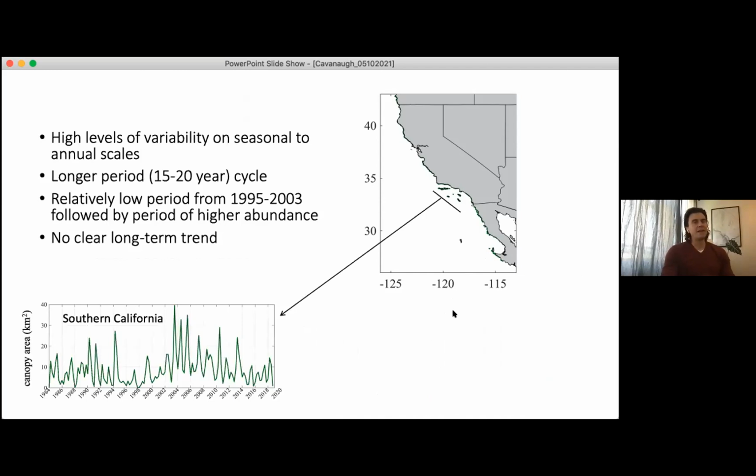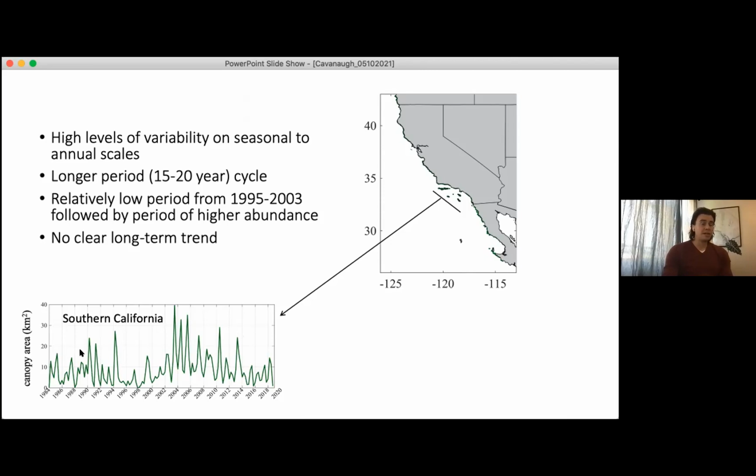Southern California, a lot of variability on a variety of time scales. There's seasonal cycles, but the seasonal cycles vary. They change from year to year. There's annual variability from year to year. Kelp is very different. And then what appears to be this longer period, 15 to 20 year cycle that we think is linked to some of these oceanographic climate cycles, like the Pacific Decadal Oscillation, the North Pacific Gyre Oscillation.